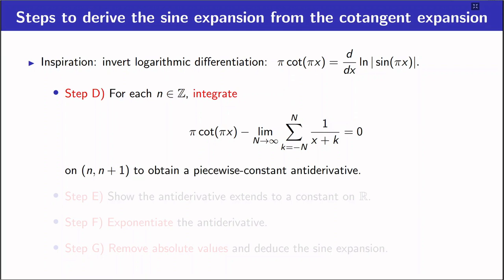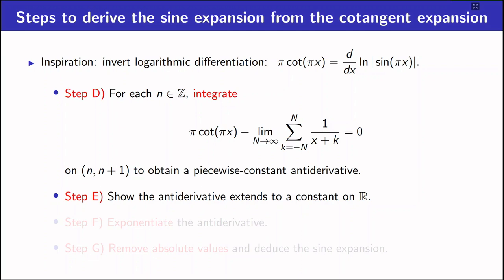For each integer n, integrate both sides of the rearranged cotangent expansion, passing the integral through the sum, to obtain an antiderivative that is constant on each interval from n to n plus 1. The reason why, at this point, we can only say that the antiderivative is piecewise constant is this. The sum is discontinuous at each integer, so to apply the fundamental theorem of calculus, no interval of integration can contain an integer.